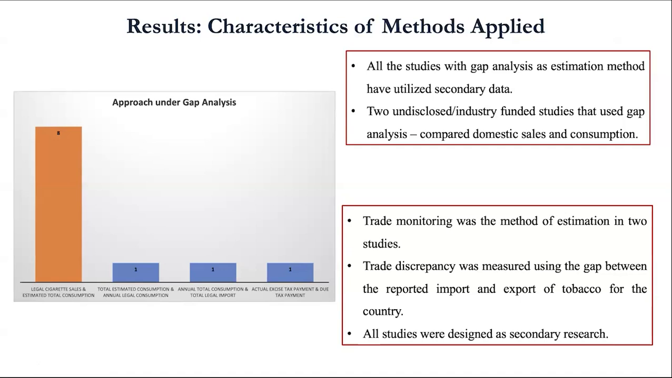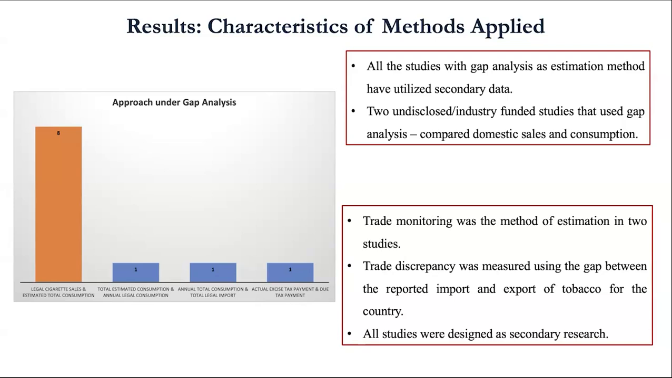One study compared estimated consumption to annual legal sales, while another compared annual total consumption and legal imports. And the final one compared excise tax payment with the due payment. There was not that much evidence related to the trade monitoring approach, but as you can see, the trade monitoring approach has also used secondary data, and mostly trade discrepancy was measured using the gap between the reported import and export of the tobacco for the country.